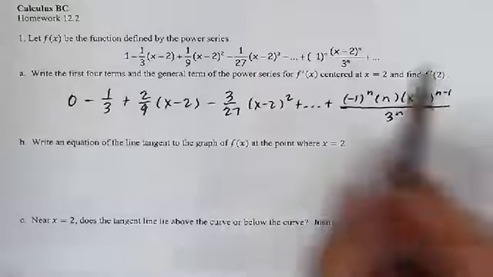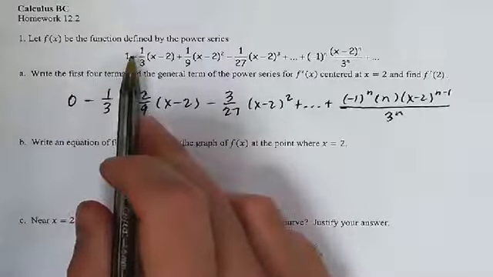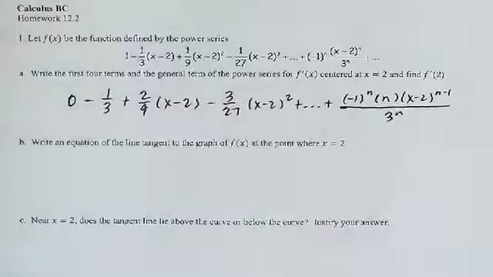You could also see that just by looking at the power series for f, right? Because it's f of c plus f prime of c times x minus c. Okay. So write an equation of the line tangent to the graph of f of x at the point where x equals 2. I'm going to need a point, and I'm going to need a slope.